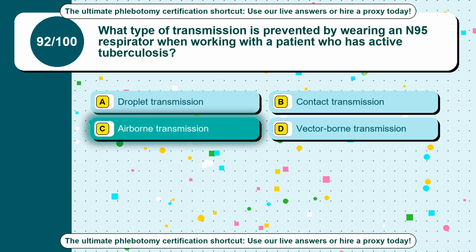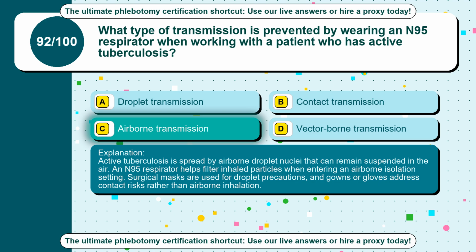Airborne transmission. Active tuberculosis is spread by airborne droplet nuclei that can remain suspended in the air. An N95 respirator helps filter inhaled particles when entering an airborne isolation setting. Surgical masks are used for droplet precautions, and gowns or gloves address contact risks rather than airborne inhalation.